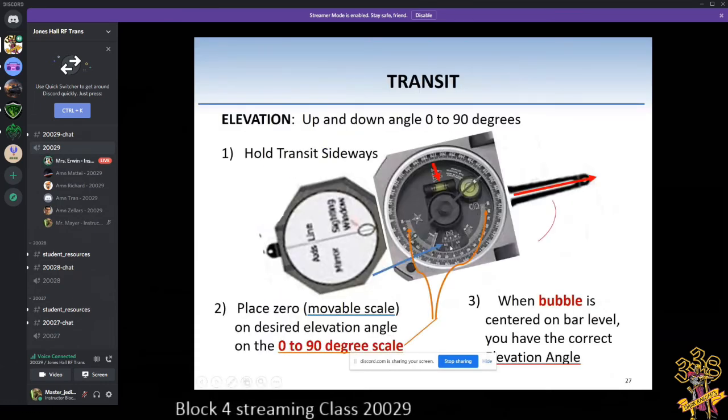So if you wanted an elevation of, say, 45 degrees, you would move this little arm with the 0 on it. You would move it so the 0 here matches up with 45 degrees. Then you would simply raise the transit until this bubble is in the middle again. And then that would be pointing your 45-degree angle. And you will do this when you do the AV 2011, and you'll actually have one, and they'll show you how to use it.